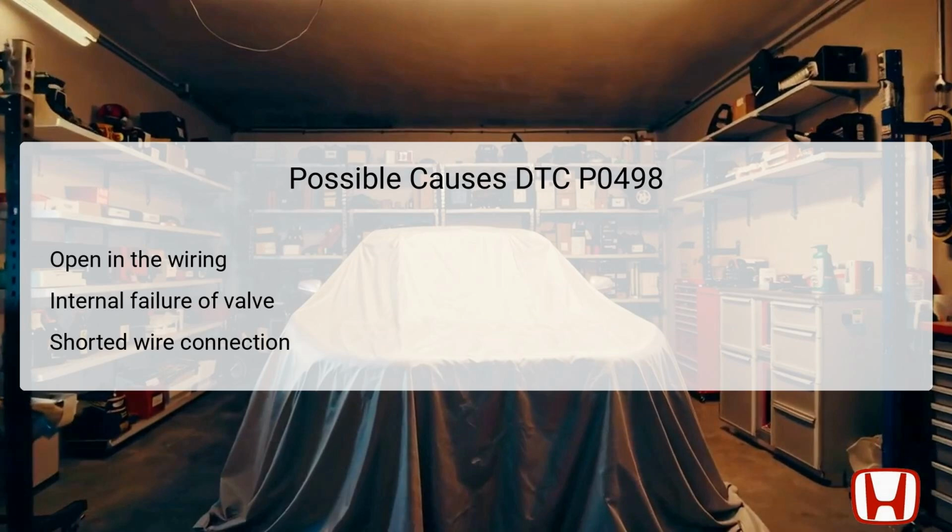Next, an internal failure of the EVAP canister vent shut valve itself may be present, meaning the valve may be unable to open or close properly, potentially leading to ineffective vapor management. Another possible cause is a shorted wire connection, which can disrupt the intended voltage readings and may point to ground faults or crossed wires. All these factors can lead to low voltage conditions, making proper electrical testing essential to identify the root cause effectively.